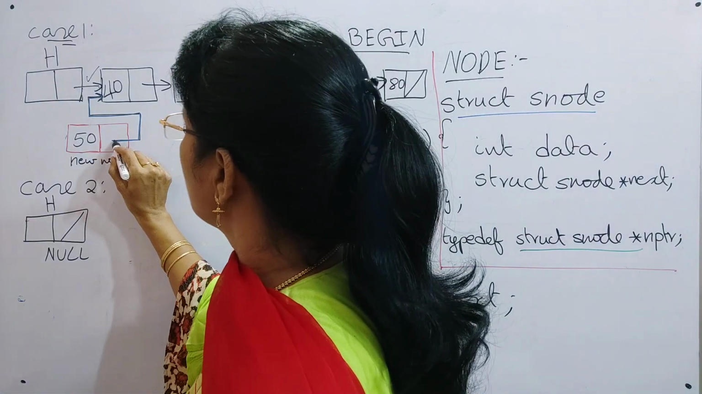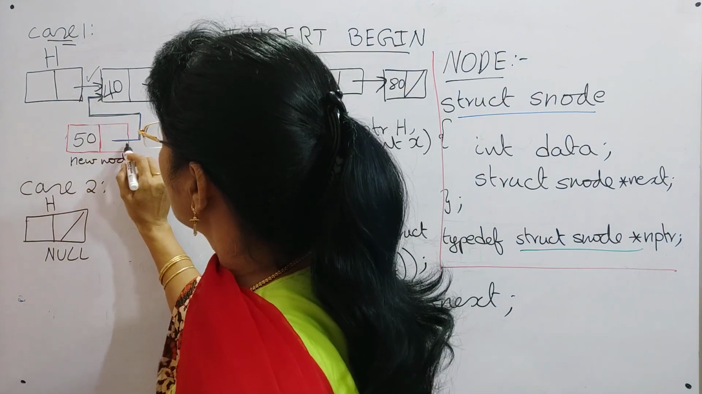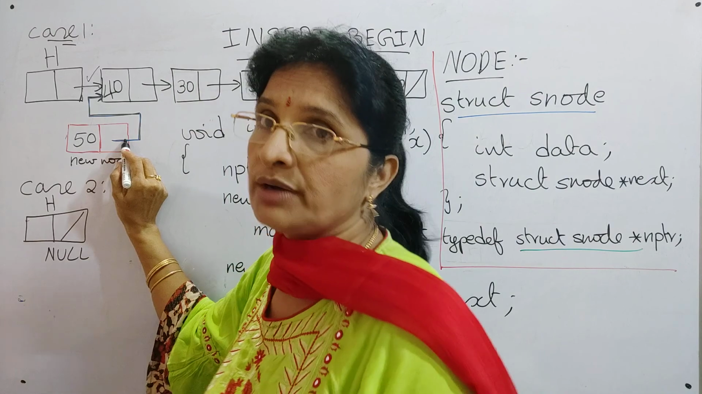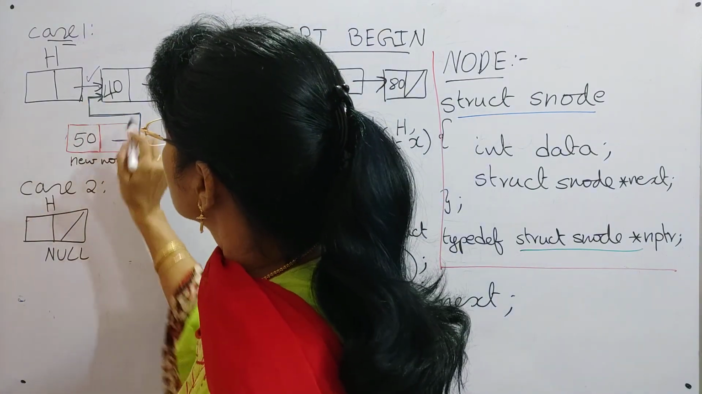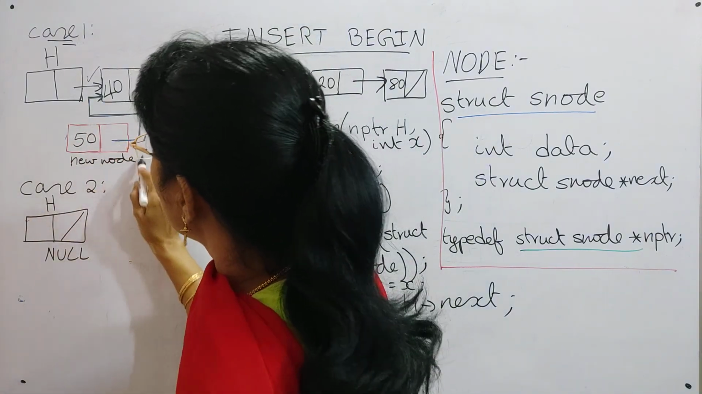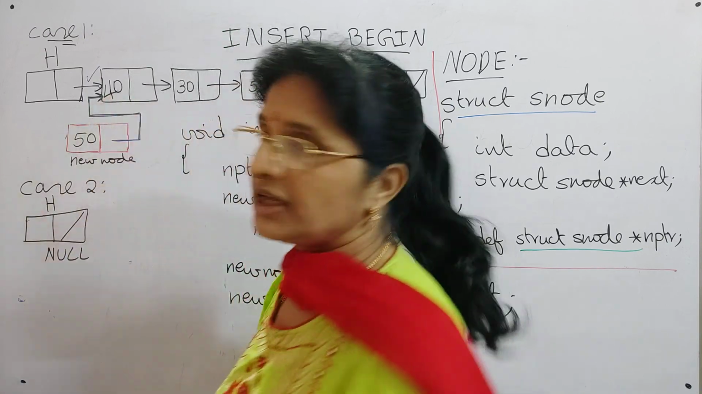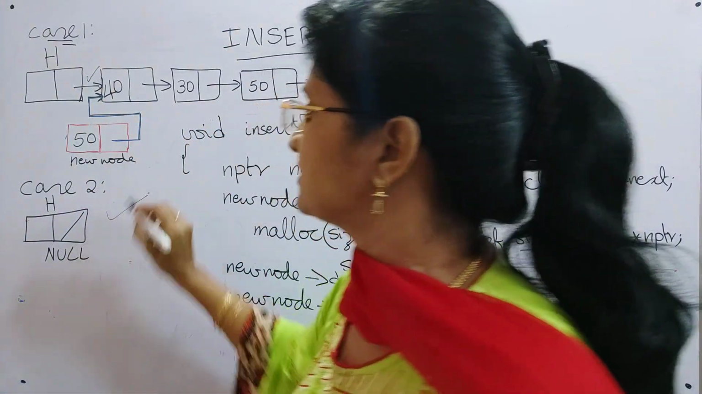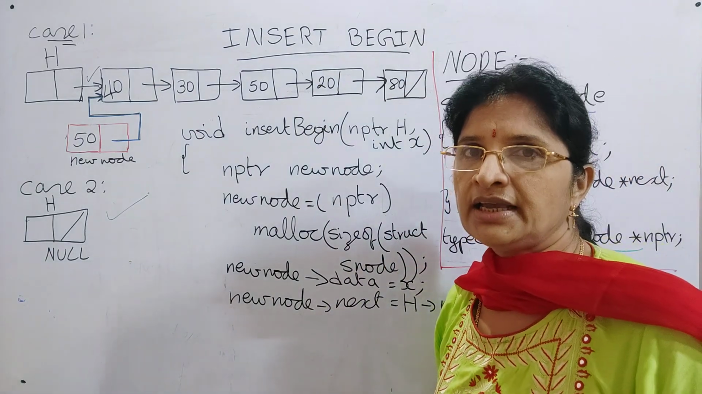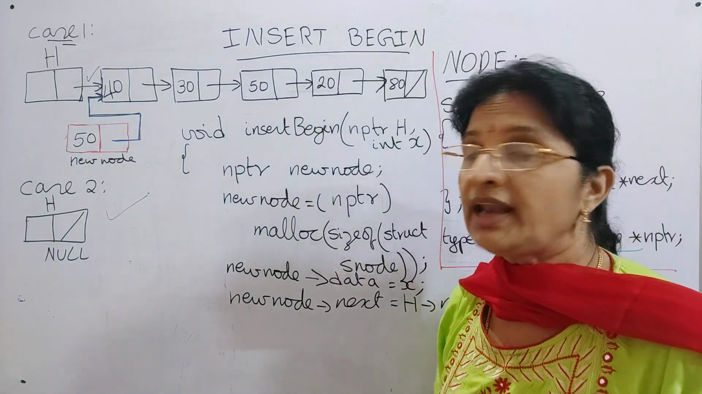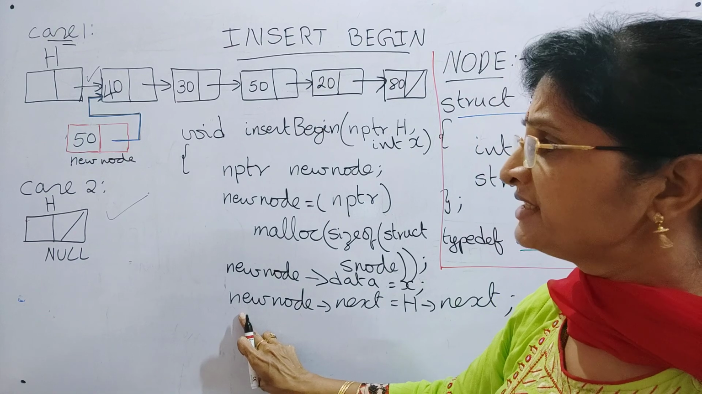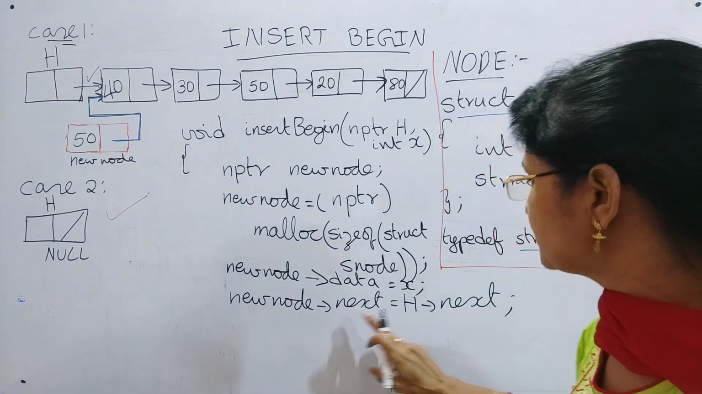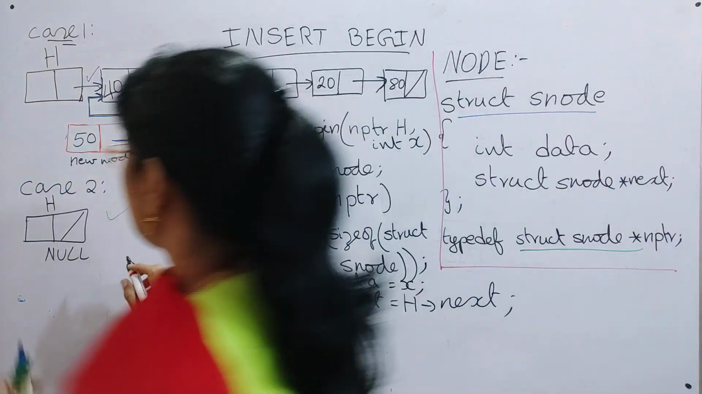So now you are modifying this link. This link is as it is, and you have given one more link, that is this one. Now what you have done, new node next is given to the H next. For example, suppose you take the second case, if the list is empty, then what will happen? If the list is empty, then what will be placed in new node next? It will be placed as null.